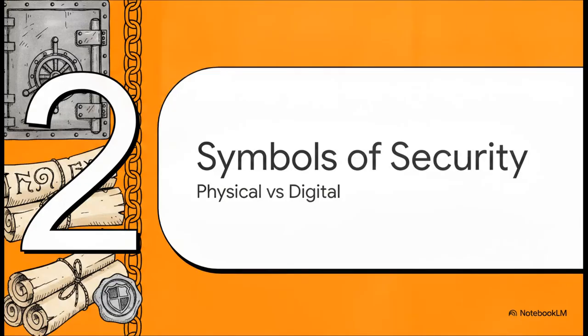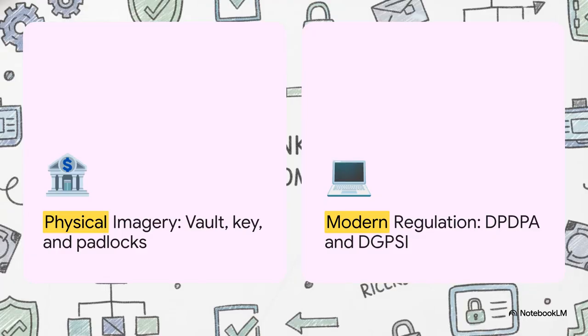Section 2, Symbols of Banking Security, where we really see this physical versus digital dynamic play out. Now, if you direct your attention to the left side, what we're seeing is this absolutely fascinating visual tension. On one side of the ledger, you've got this super traditional physical security imagery, right? I'm talking heavy bank vaults and antique keys.